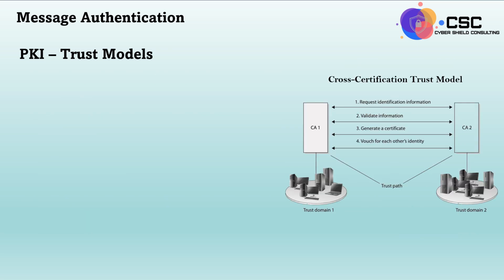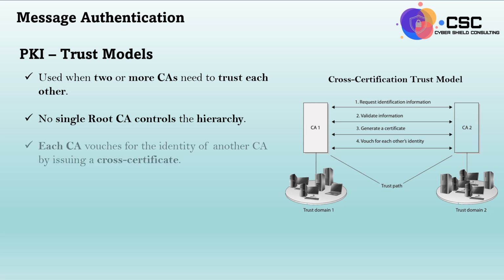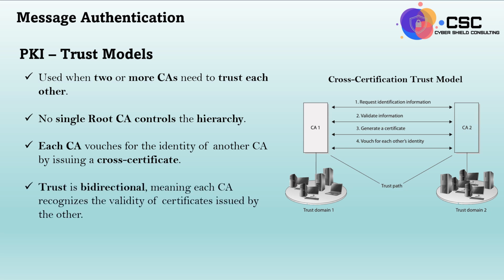In some cases, organizations need to establish trust between multiple entities, but without relying on a single root certificate authority. This is where the cross-certification trust model comes in. Instead of a single hierarchy, each certificate authority certifies the other by issuing a cross-certificate. This forms a bidirectional trust, meaning certificates issued by one certificate authority are trusted by the other and vice versa. This model is commonly used in federated systems where multiple organizations or government agencies need to establish secure communications.